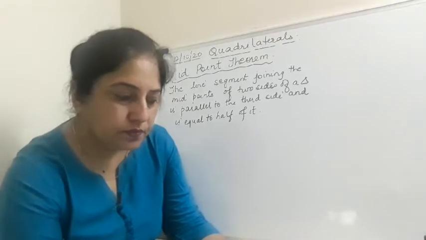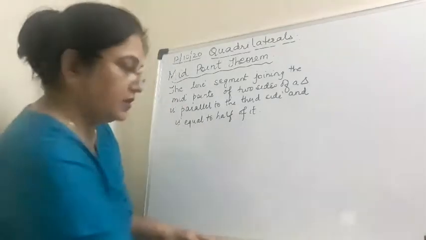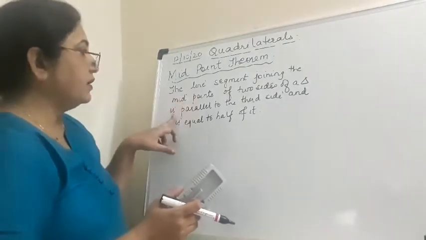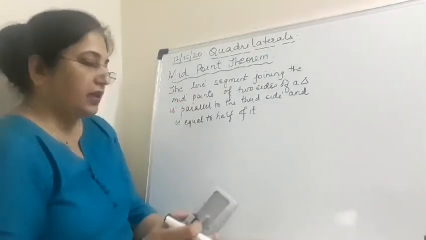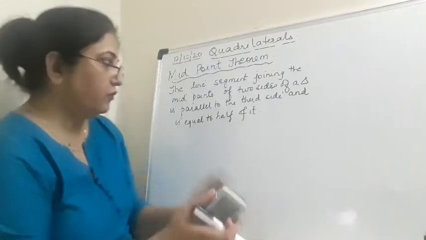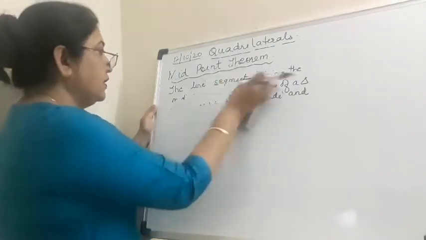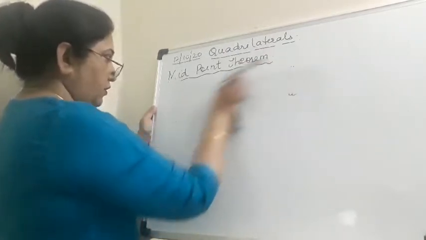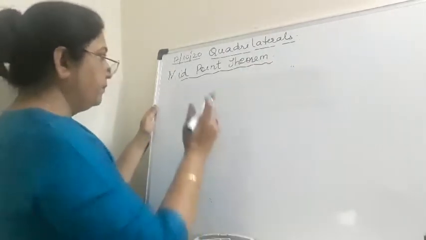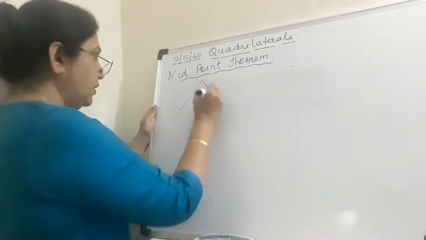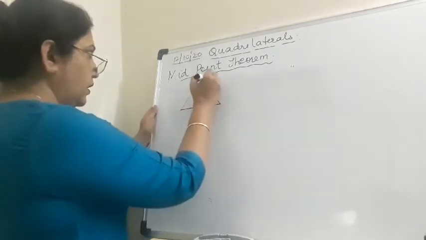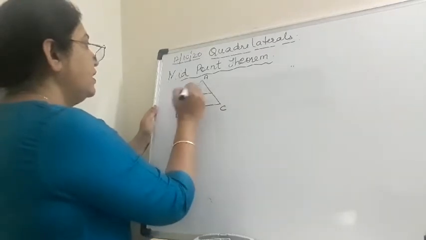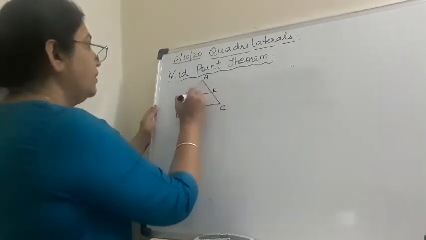So I hope the statement is clear to you: the line segment joining the midpoints of two sides of a triangle is parallel to the third side and is equal to half of it. So you will copy this statement and then we'll write the proof. The diagram is triangle ABC in which D and E are the midpoints.